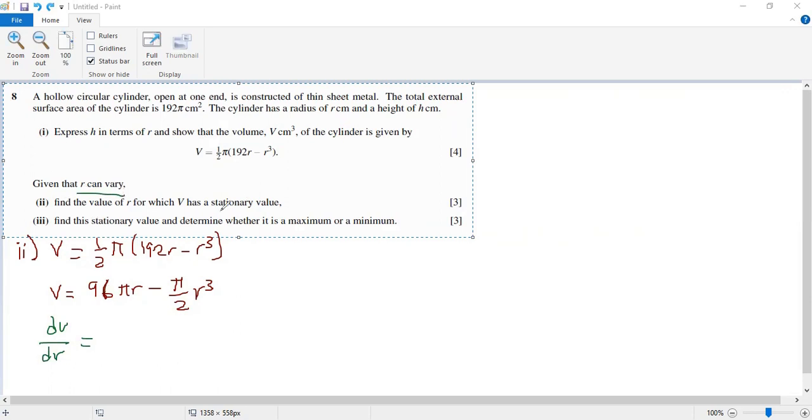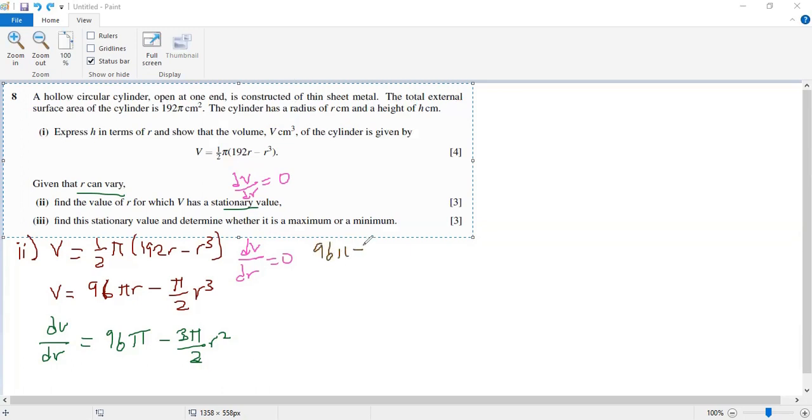So for the stationary value, I'll come to that, find the value of r. We differentiate first: 96 pi, and then this is times 3, right? 3 pi over 2 r squared. So stationary value means what? Stationary value is when dy/dx, or in this case dV/dr, is 0. We have to set dV/dr equal to 0, and solve for the value of r.